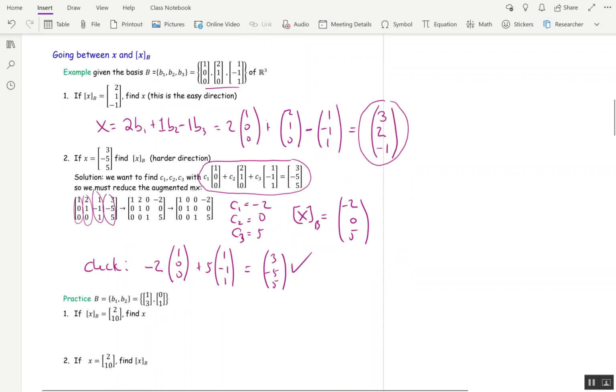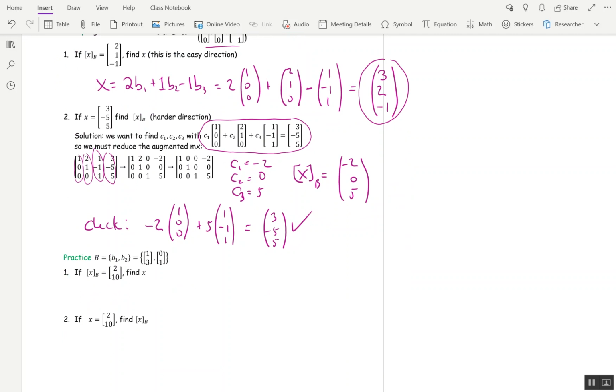All right. Pause the video and try this practice problem. And then when you've finished, come back and I'll do the solution with you.